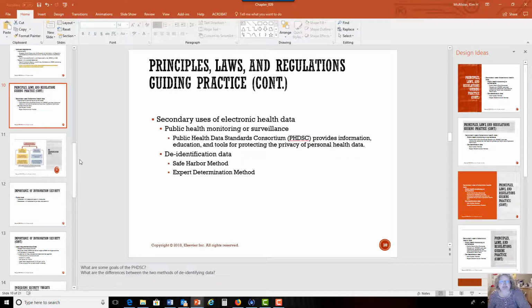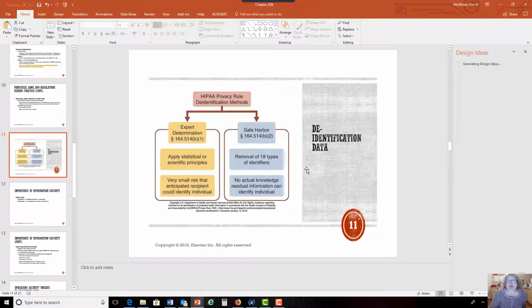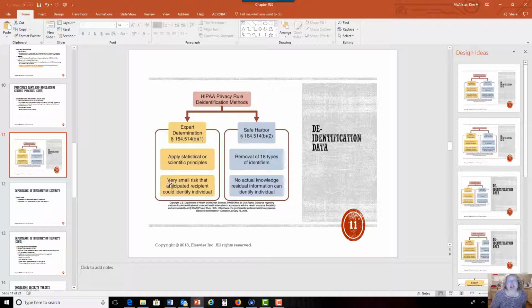So that's very helpful. There are also important guidelines on de-identification of data, and data can be de-identified when it's used for marketing. There are two different ways under HIPAA that information can be de-identified. One is safe harbor, where 18 types of identifiers are removed, and there's no actual knowledge of residual information that can be identified to the individual. So all the modifiers are removed. The other is expert determination, which is more useful to marketers. It has statistical or scientific principles that are applied. There is a very small risk that the anticipated recipient could identify the individual. So with safe harbor, there's really no way to identify it. With expert determination, there can be some.